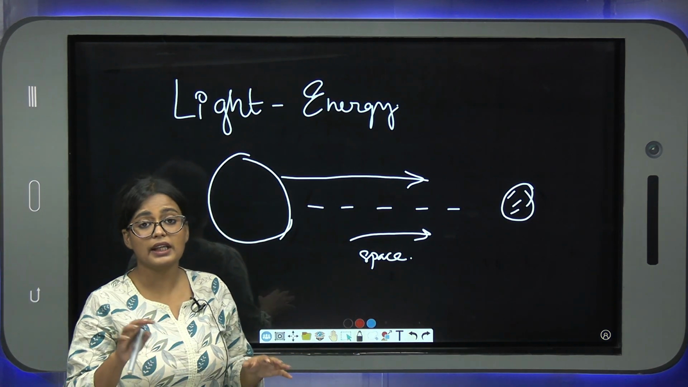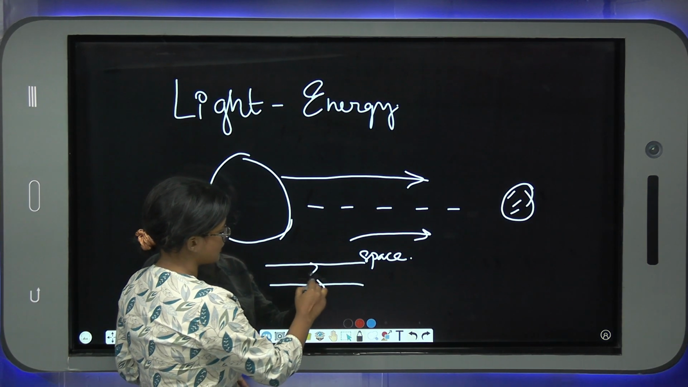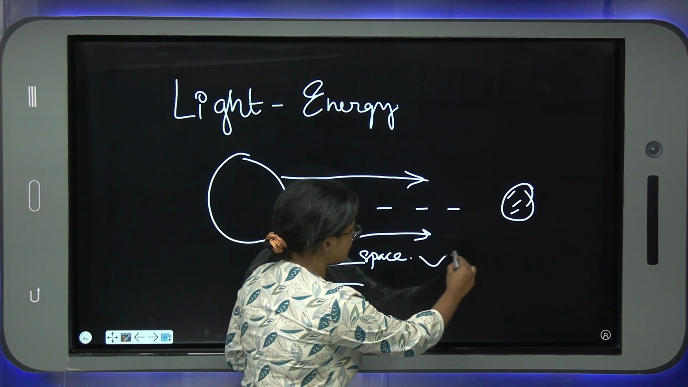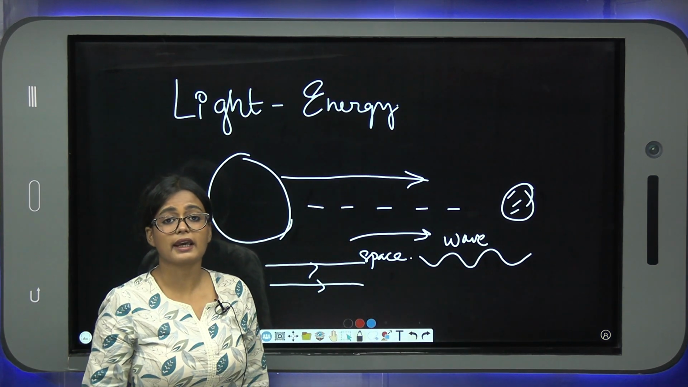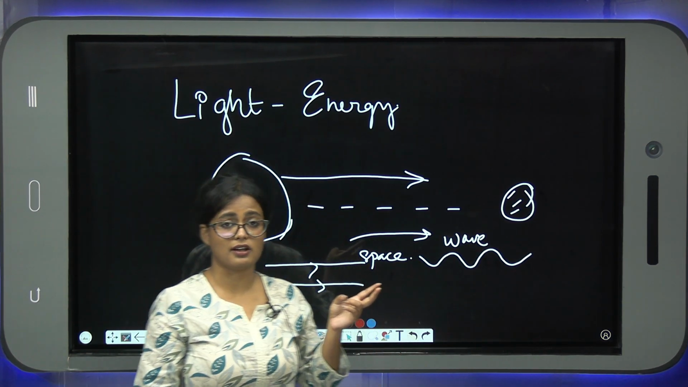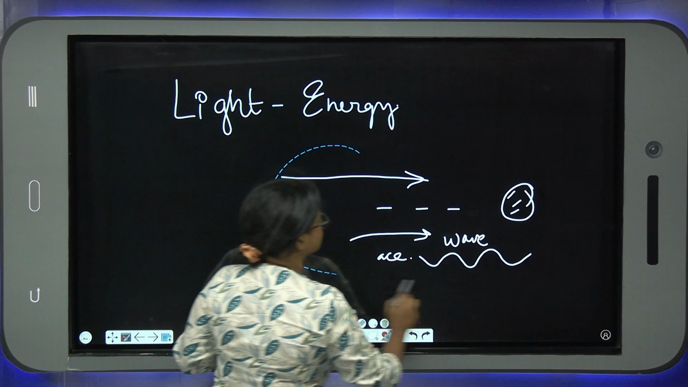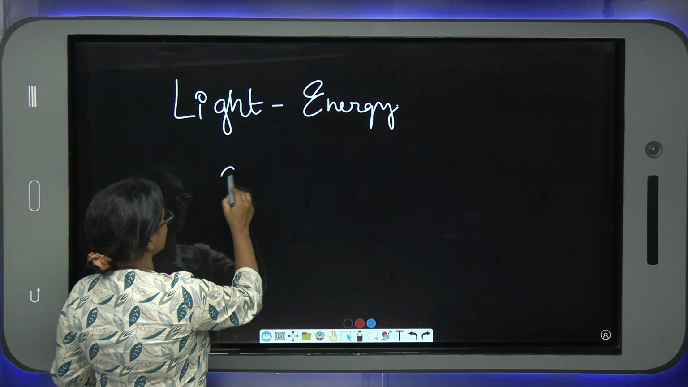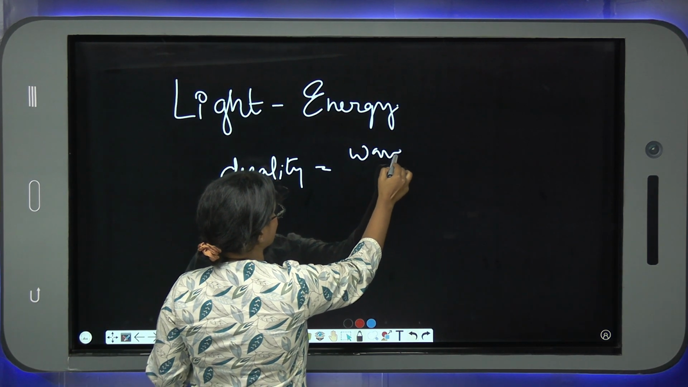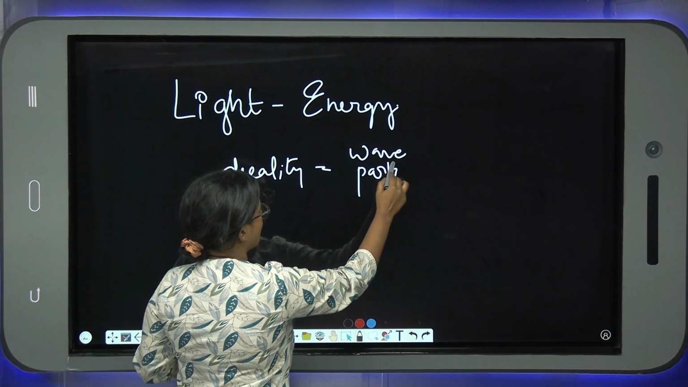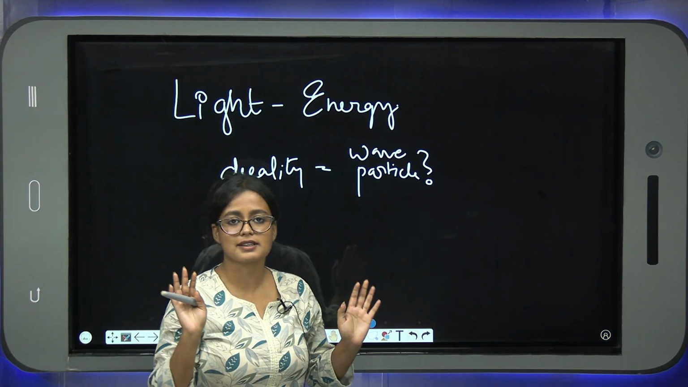Now let us talk about the nature of light. Some say light is a ray of particles. Some say light is wave in nature, and there are also claims that light has a duality in its nature. That duality is called wave particle duality. There is also a debate whether light is a wave or a particle or a stream of particles. So these are for our higher studies.